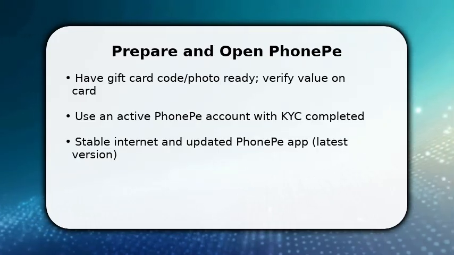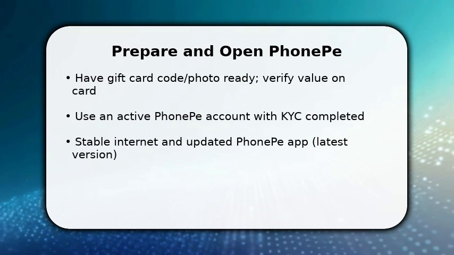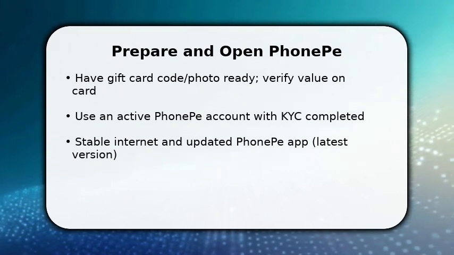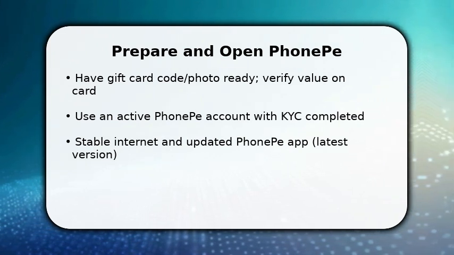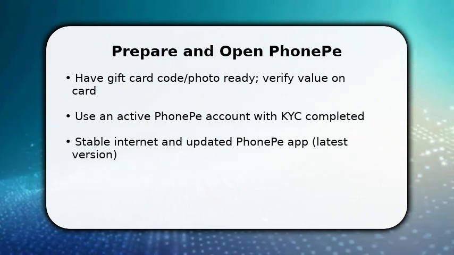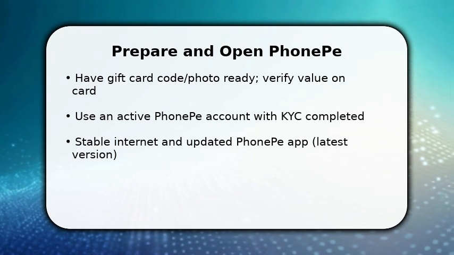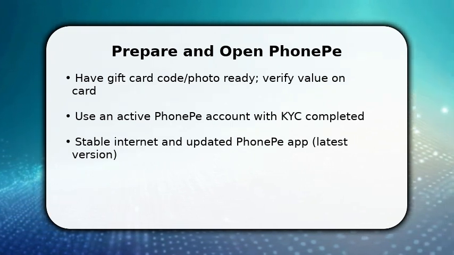You start by preparing the essentials. Locate the gift card code or scratch-off area and confirm the printed value because mistakes stall redemption. Open the Phonepe app and sign in. If you aren't verified, complete KYC now since some redemptions require it.